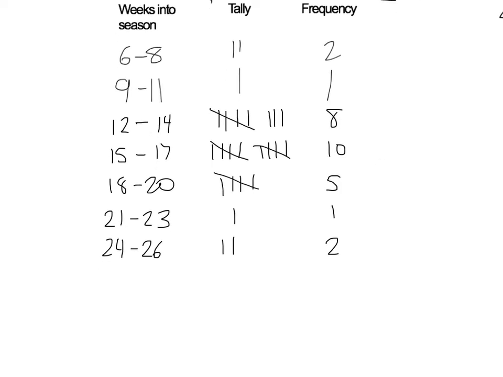If we were just given this table and we didn't even make it ourselves, we'd have to look at this and go, all right, well, what can we tell? Well, 6 to 8 weeks into the season, there were only 2 hurricanes recorded between 1997 and 2000. Okay, so that's not a lot. 9 to 11 weeks into the season, there was even less. But when you get to 12 to 14 weeks, 15 to 17, and even 18 to 20, not as much as these 2, that's when you start to see it, right?